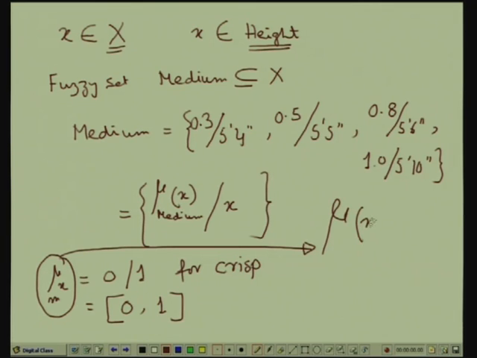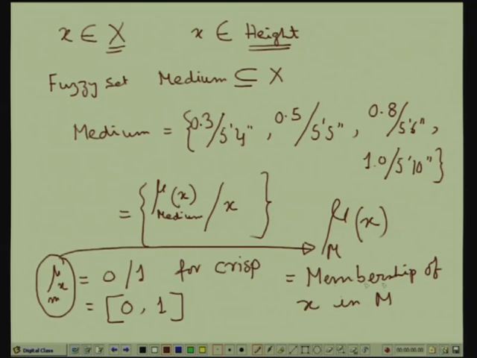So, this is mu of x in the set M, say, where M is a fuzzy set. This means membership of x in M. This is also known as degree of membership. All right. So, this is a generalization of the conventional set theory that we know.